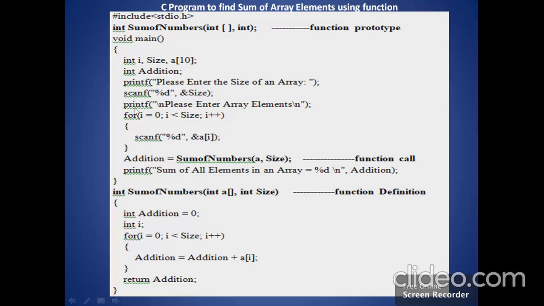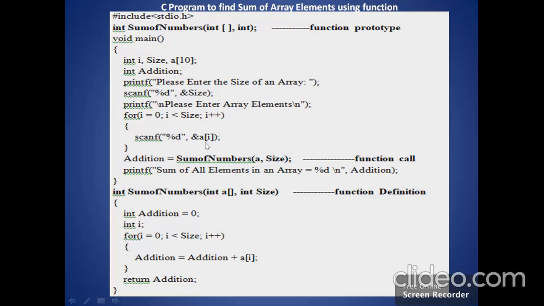Then after that, we will call another printf function. The statement is "please enter the array elements". Then we will use a for loop. The condition we write inside the for loop is i equal to 0, i less than size, i plus plus. Then inside that for loop, we will call a scanf function. So with the help of the for loop and the scanf function, the elements of the array are filled.